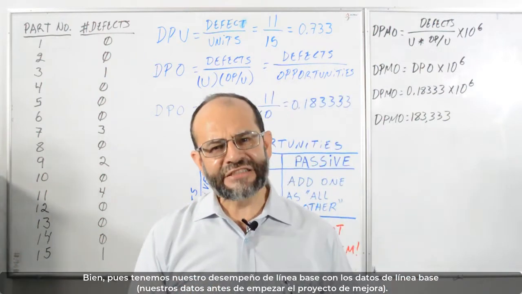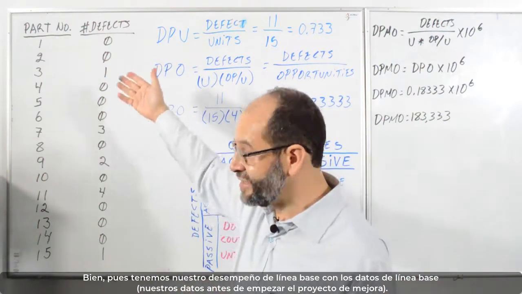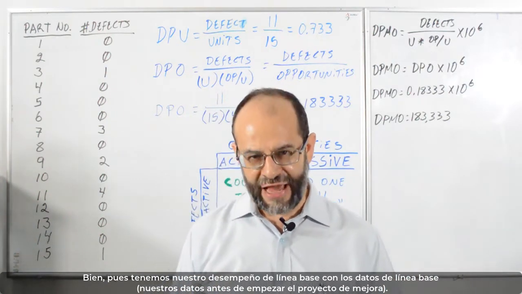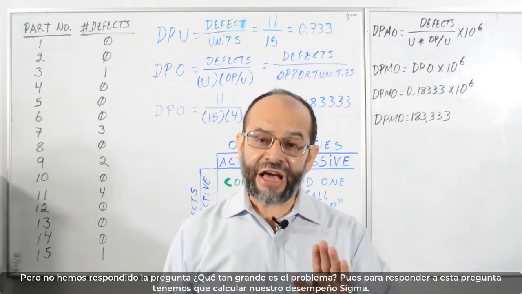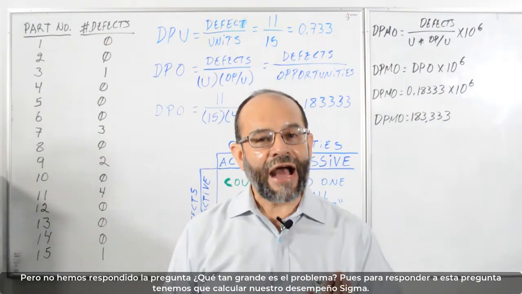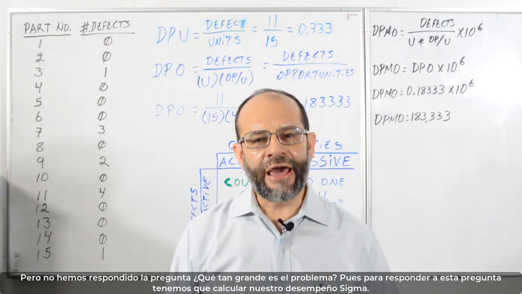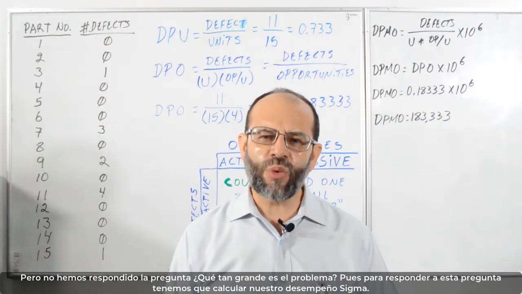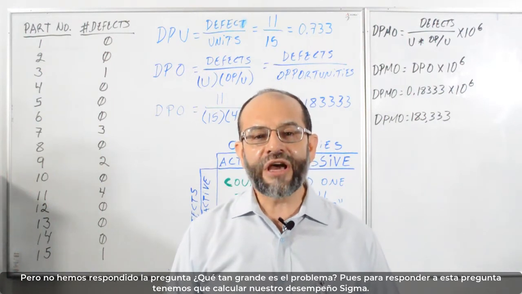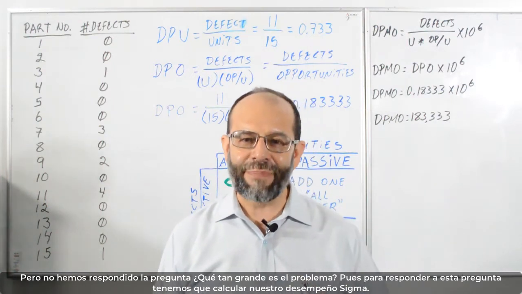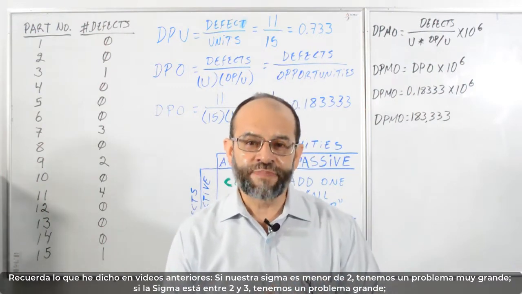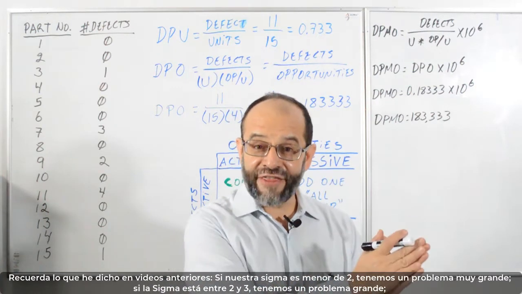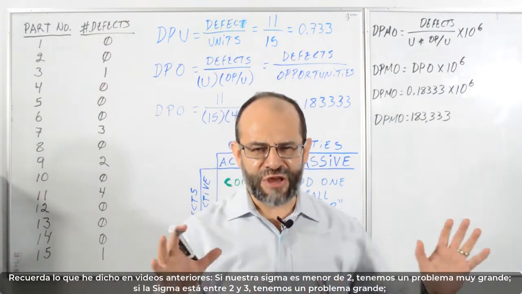We have our baseline performance, if this is our baseline data, our data before starting an improvement project. But we have not answered the question, how big is the problem? In order to answer the question, how big is the problem, we have to calculate our sigma performance. Keep in mind what I have said in previous videos. If our sigma is smaller than 2, we are having a very big problem.